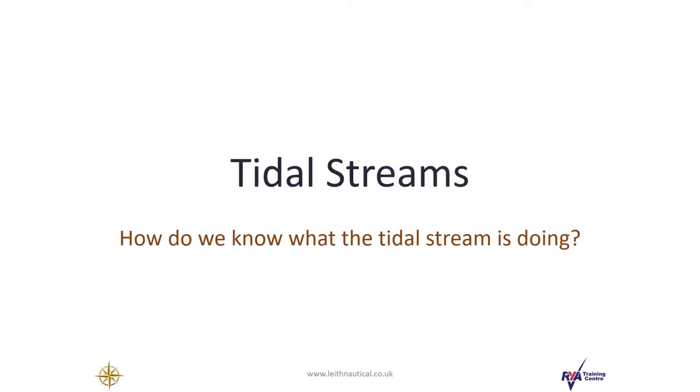When we are sailing, the tidal streams will have a major effect. If the tidal stream is on the bow, then it will slow us down. If the tidal stream is on the stern, then it will speed us up. And if the tidal stream is on the beam, it will knock us off course. So we need to know what the tidal streams are doing.